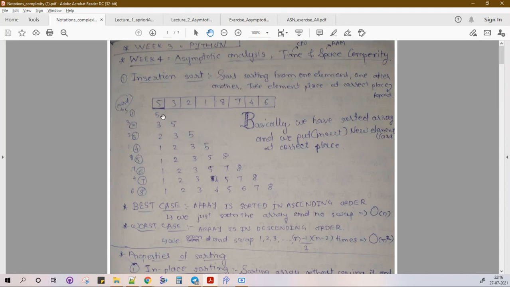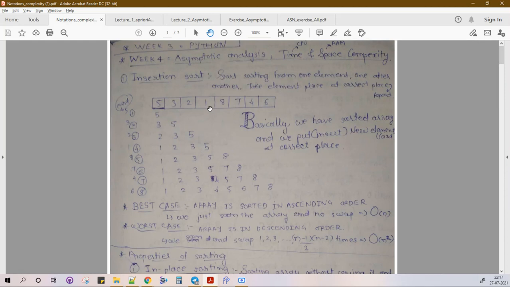If I take 5, it is trivially sorted, so I put 5 as it is. I take 3. Now the good place to put 3 is before 5, so I put 3 here. If I take 2, I compare with 5. It is less than 5, go ahead. It is less than 3, go ahead. I put 2 here. I am taking the elements one by one and inserting them into the proper place by comparing from right to left.